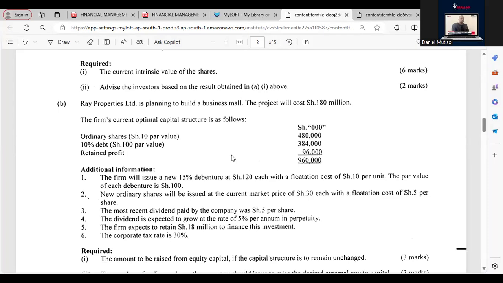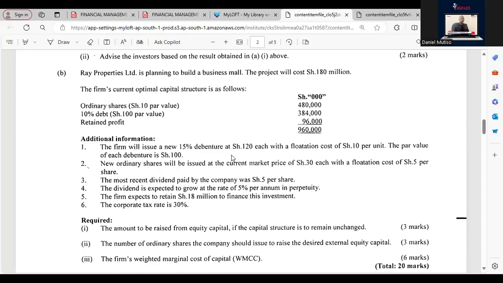Now here we are being told the firm's current optimal capital structure is as follows. Ordinary shares 480 million, and 10% debt. This is the ordinary shares, the equity, and debt. I just want to look at the areas of the equity. In note number 2, the new ordinary shares will be issued at a current market price of 30 each with a flotation cost of 5 per share. The most recent dividend paid by the company was 5 per share. The dividend is expected to grow at a rate of 5% per annum in perpetuity. And then the firm is expected to retain 18 million.